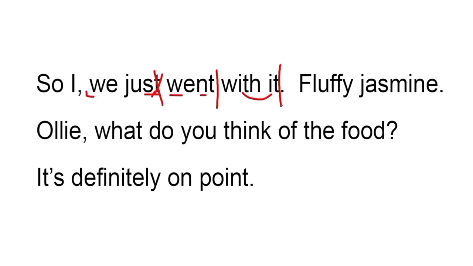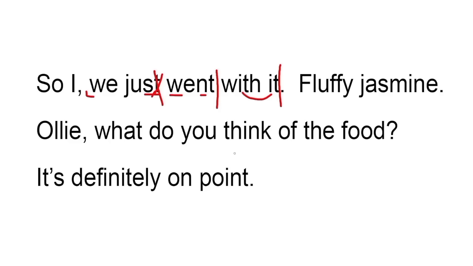We just went with it, she says. It shows flexibility, being able to go with the flow, to use another idiom. So if something comes up that's unplanned or unusual for you, but you move forward anyway, then you can say, you know what, I'm just going to go with it. Or in the past tense, I just went with it.